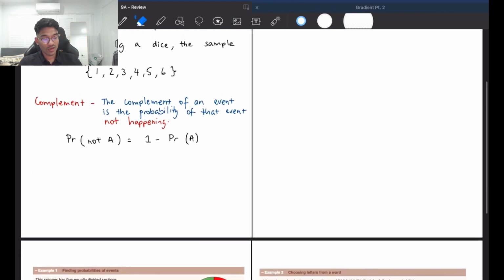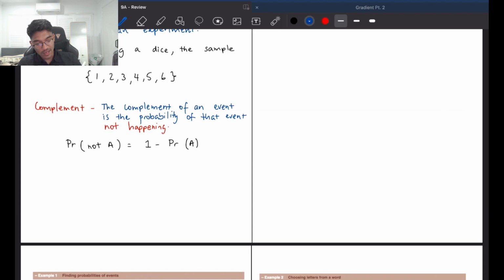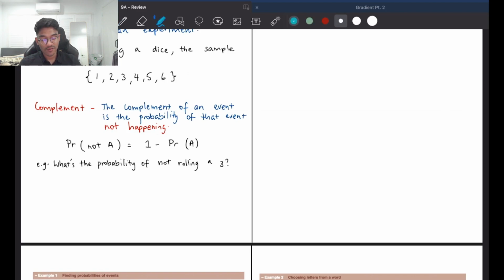So let's say, for example, what's the probability of not rolling a 3? So we have a dice, and what's the probability of not rolling a 3? So we know it's the complement of 3. So what we need to do first is figure out the probability of rolling a 3. Right, so in this case, the A is rolling a 3.